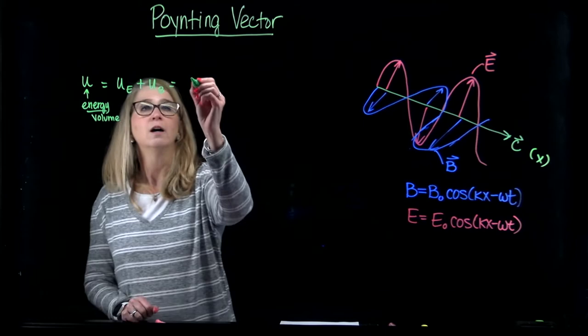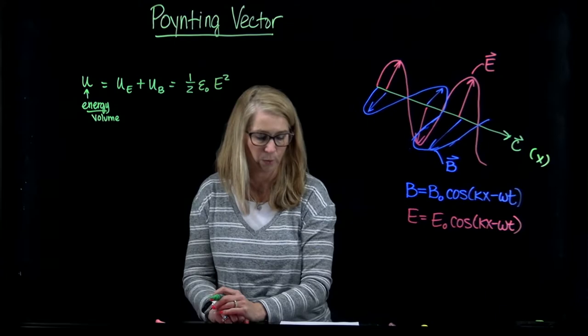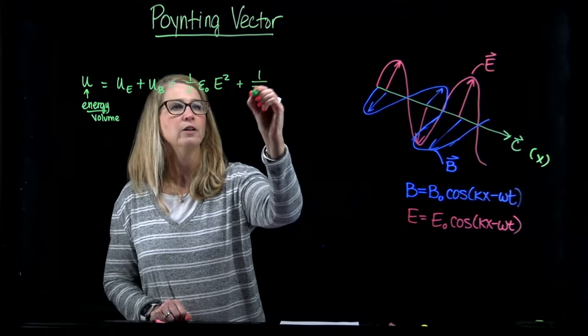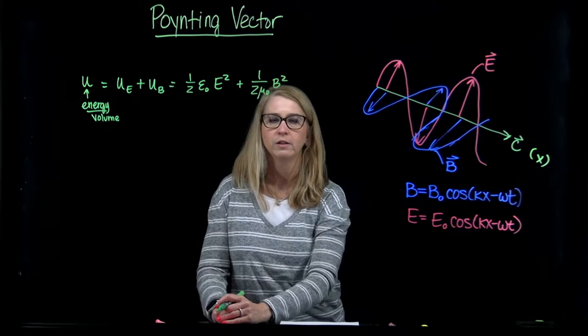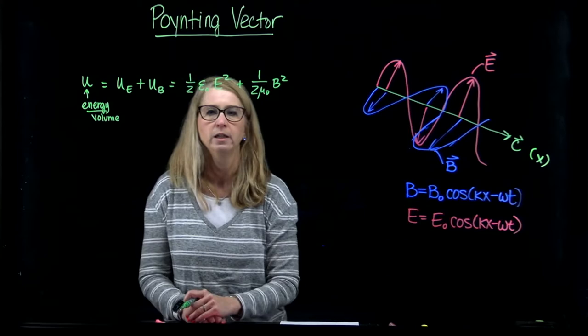The energy stored in the electric field can be written as 1/2 epsilon naught times E squared. And then the energy stored in the magnetic field can be expressed as 1/2 mu naught B squared. So as I mentioned, we did talk about this energy density in a previous chapter. I don't think we talked about the energy stored in a magnetic field.